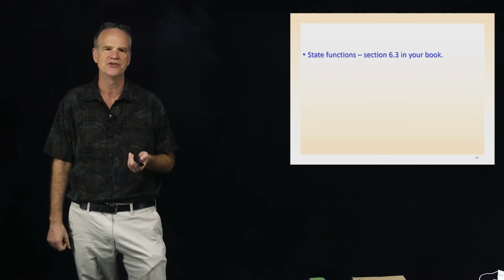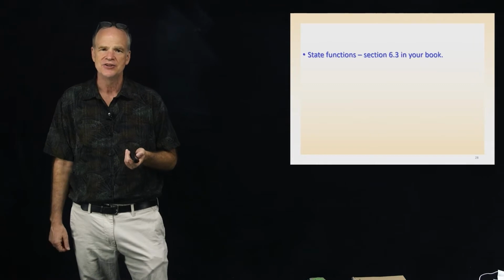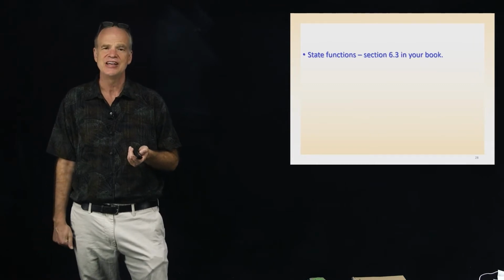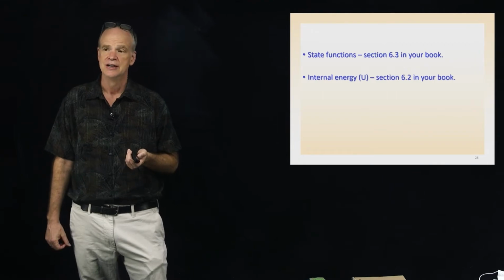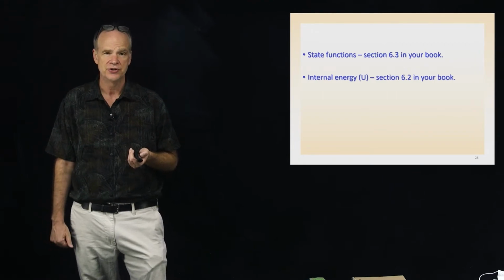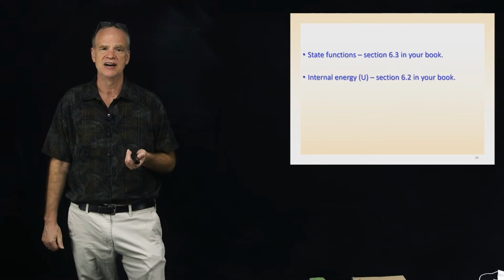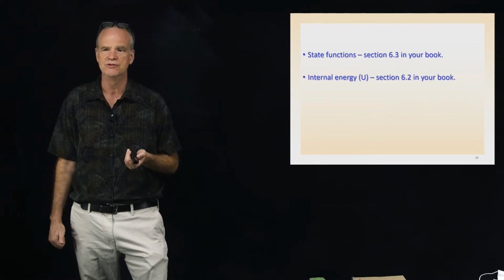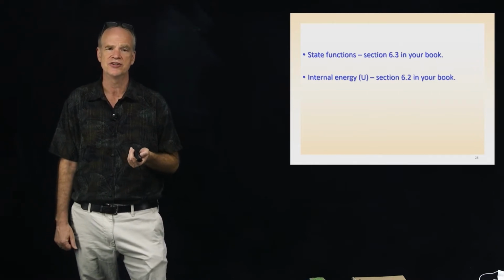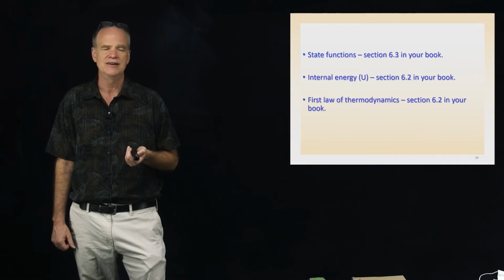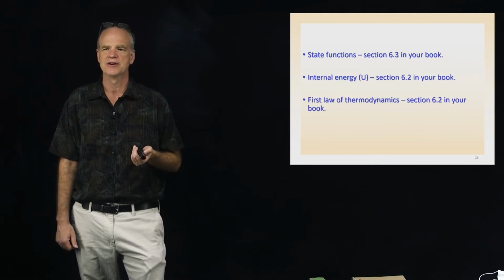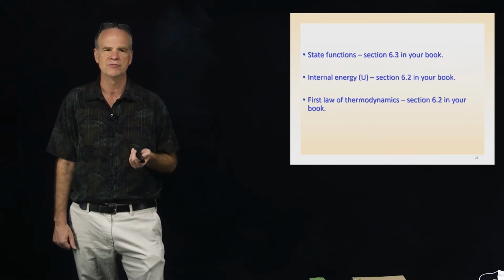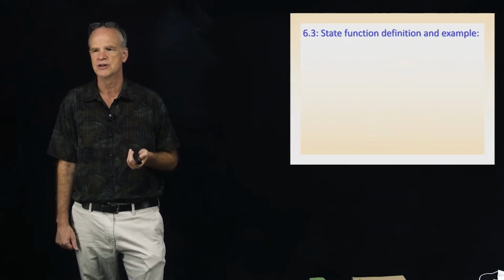So one thing I first need to talk about is I need to tell you what something called a state function is, and this is covered in 6.3 of your book. Then I need to cover something called internal energy. That is symbolized by the letter capital U, and that is covered in section 6.2 in your book. And then I need to talk about the first law of thermodynamics, which is also covered in 6.2 of your book. Okay, so here we go.